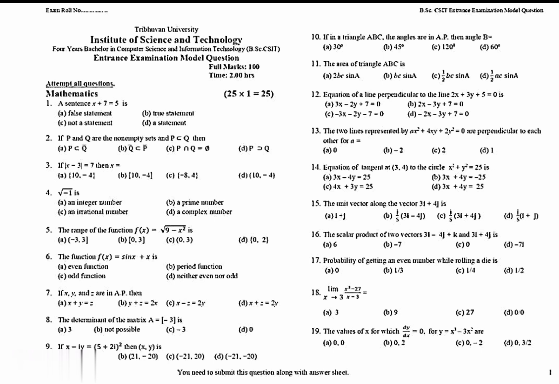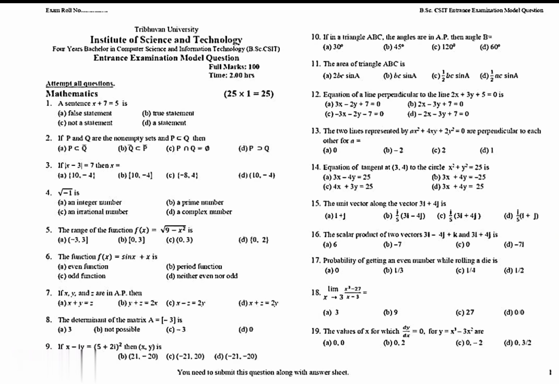Question number 7. If x, y, z are in AP, then A. x plus y equal to z, B. y plus z equal to 2x, C. x minus z equal to 2y, D. x plus z equal to 2y. Question number 8. The determinant of the matrix A equal to minus 3 is A. 3, B. Not possible, C. Minus 3, D. 0.